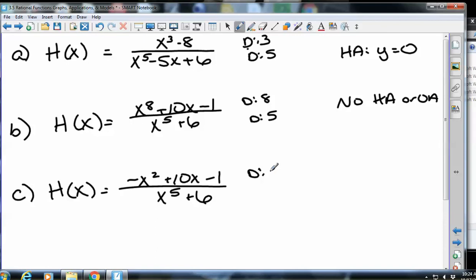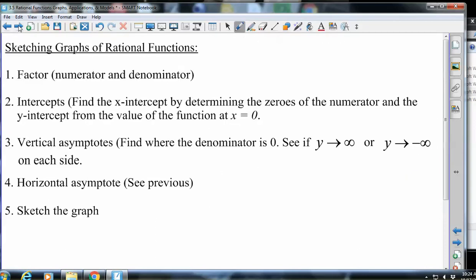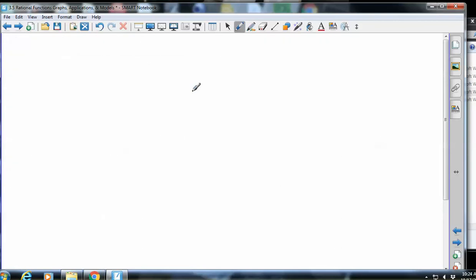C, the degree on top is 2, bottom is 5. So the degree on top is smaller, so that means it is horizontal, y equals 0. Are we doing okay with these? I think that is going to be our stopping point. We'll wait and do the graphing stuff Monday.